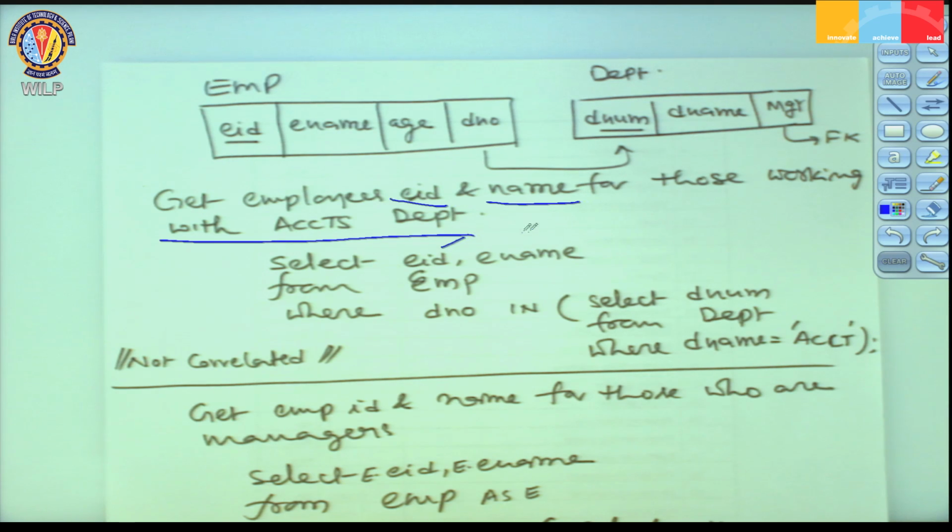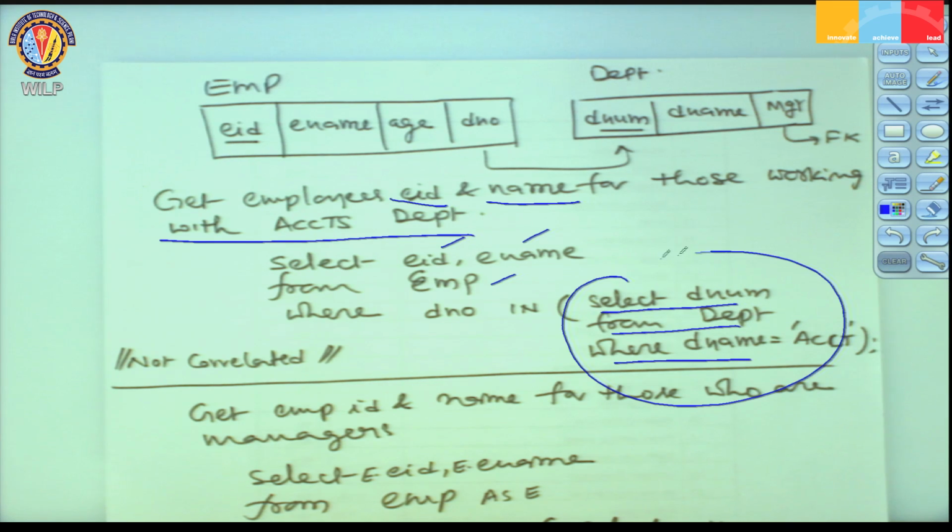Select EID and ENAME from employee where D number is in, and I am writing a nested query. What is this? Select DNUM from department where DNAME is equal to accounts. This is not a correlated nested query, because if you carefully observe the inner query, I am not referring to any of the attributes that are part of the outer query. That is why it is not a correlated nested query.